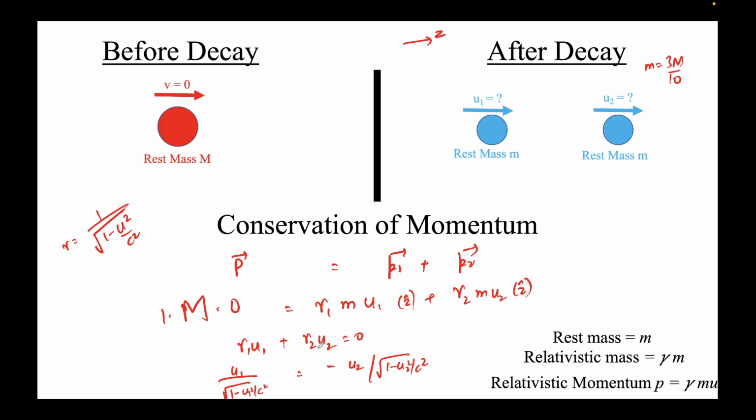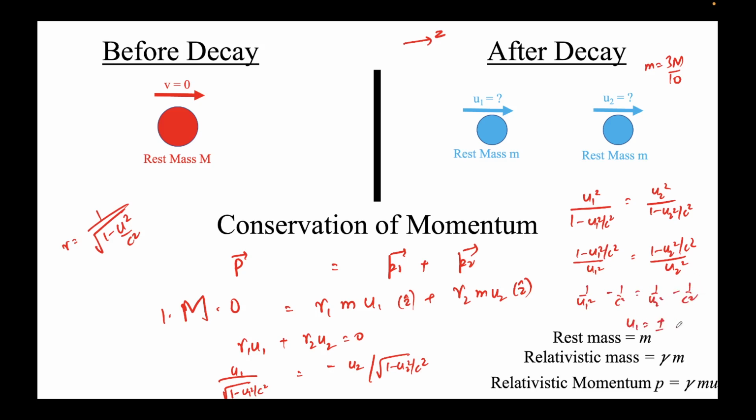If I square on both sides, I'm writing that here, it will be u1 square over 1 minus u1 square over c square, equal to u2 square over 1 minus u2 square over c square. If we take the inverse of this, it will become 1 minus u1 square over c square over u1 square, equal to 1 minus u2 square over c square over u2 square, right? So what I'll get is 1 over u1 square minus 1 over c square equal to 1 over u2 square minus 1 over c square. Those terms get cancelled and I'll get u1 equal to plus or minus u2, right? So I notice that u1 is equal to plus or minus u2.